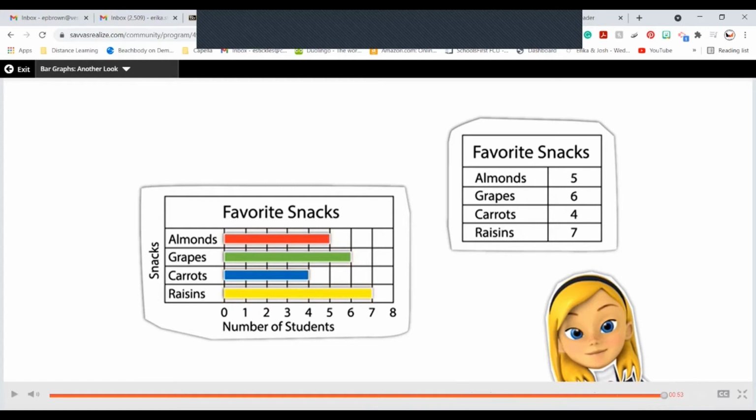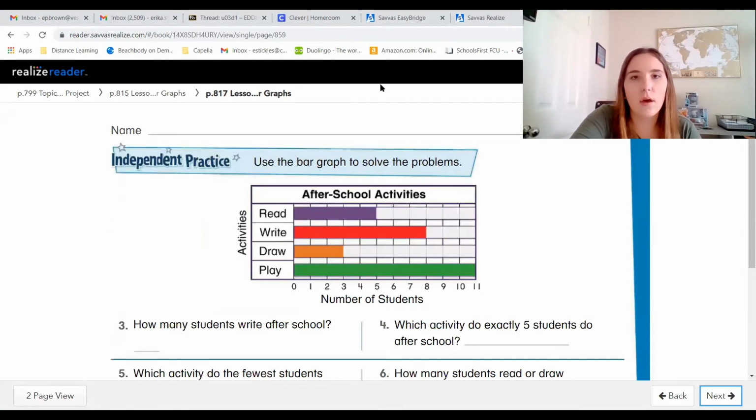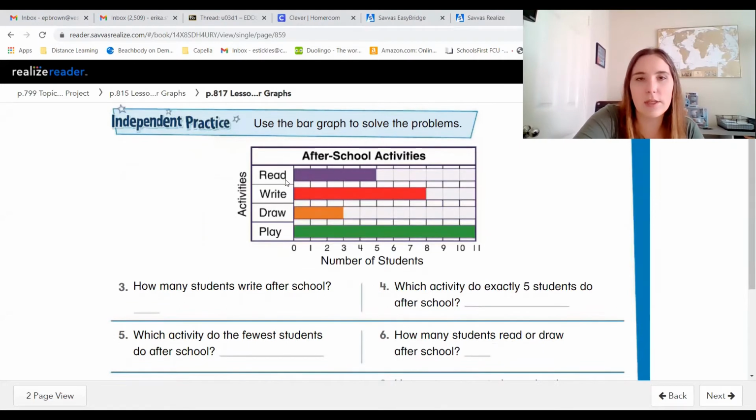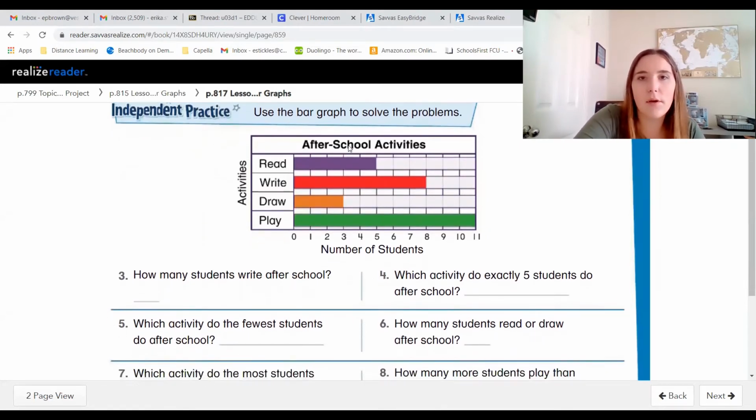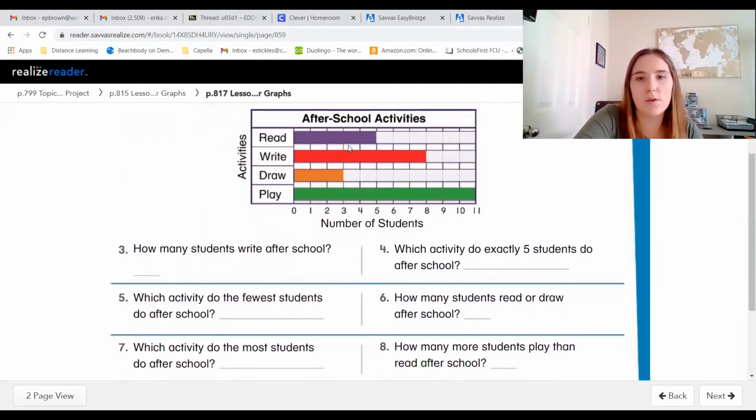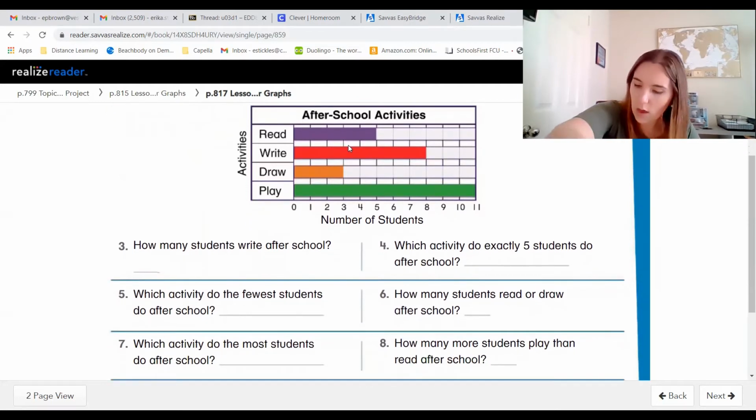And if we look, we can use this bar graph to see that carrots are the least favorite snack of the class and raisins are the most favorite snack. Pretty cool. Let's go do some more practice. Let's turn that page. Okay, we are on page 816 and we're going to answer some of these problems together and you're going to do a few by yourself. It says use the bar graph to solve the problem. So I'm going to scoot down so you guys can see all the problems here. And let's look at number 3 together.